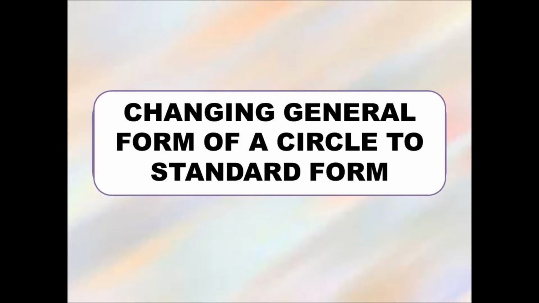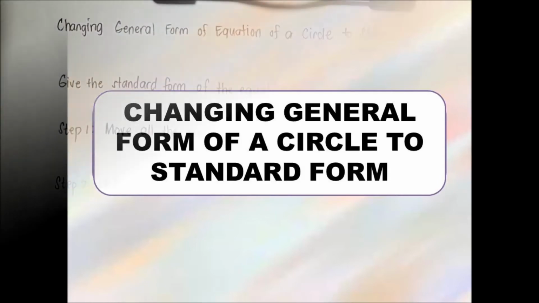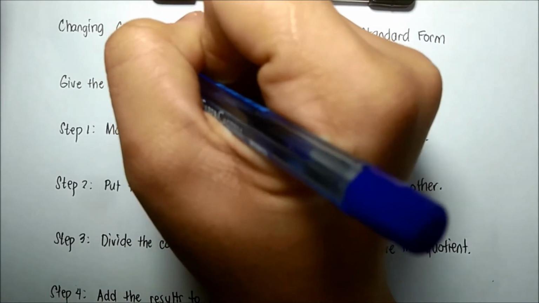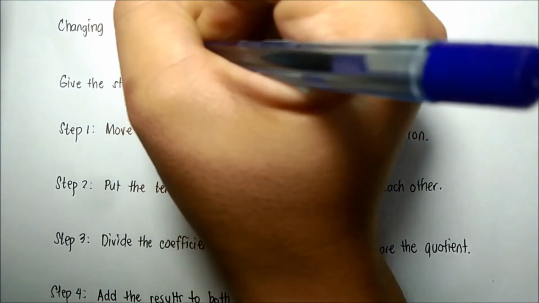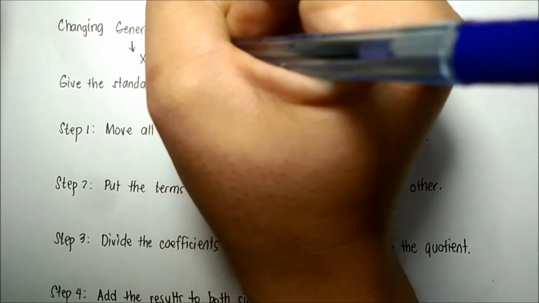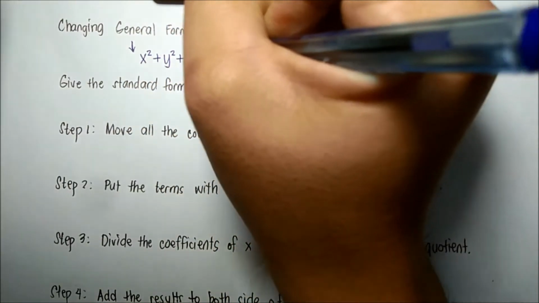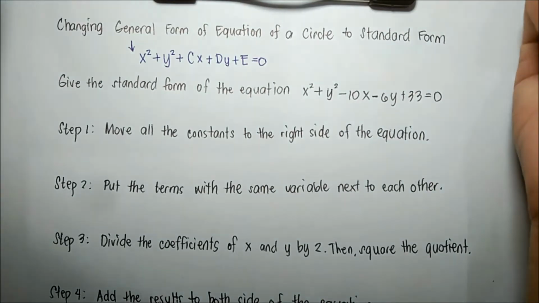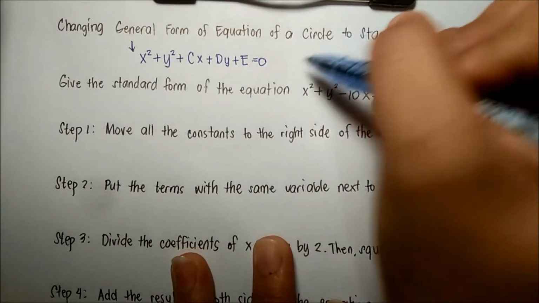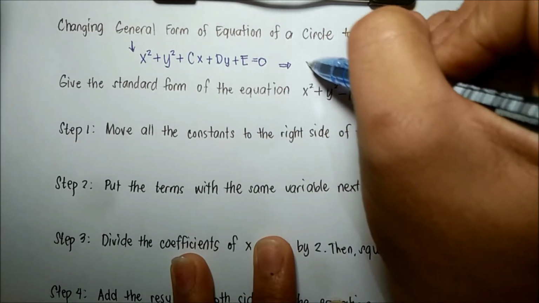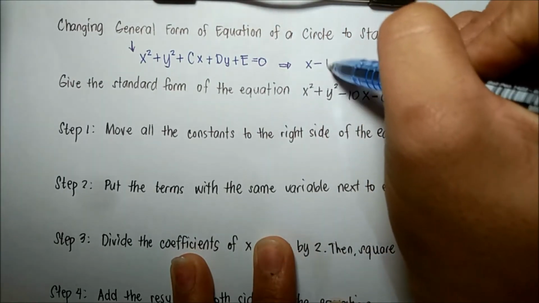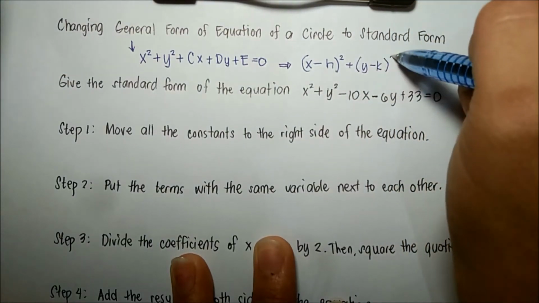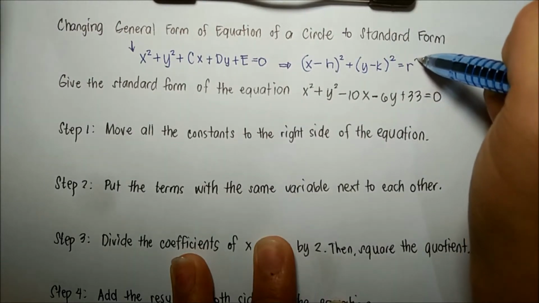Changing general form of equation of a circle to standard form. What is the general form of equation of a circle? The general form of equation of a circle is x squared plus y squared plus cx plus dy plus e is equal to 0. And then we're going to change it into the standard form, which is x minus h squared plus y minus k squared is equal to r squared.